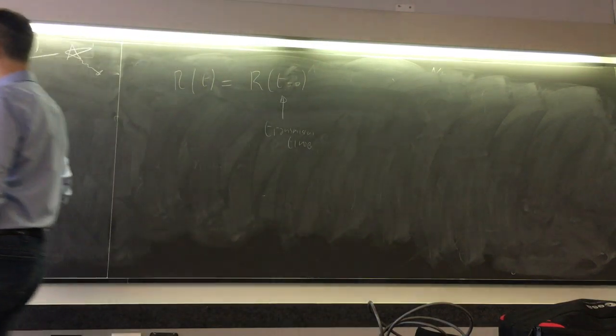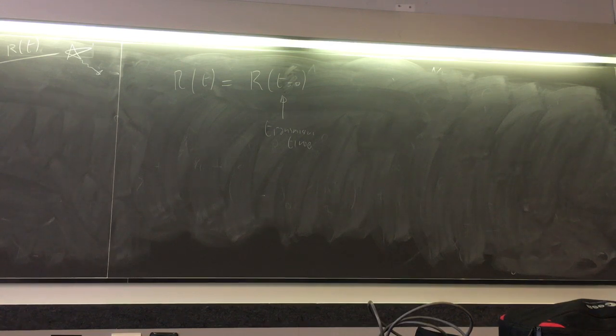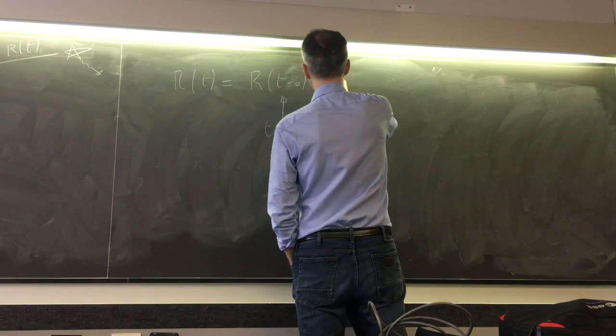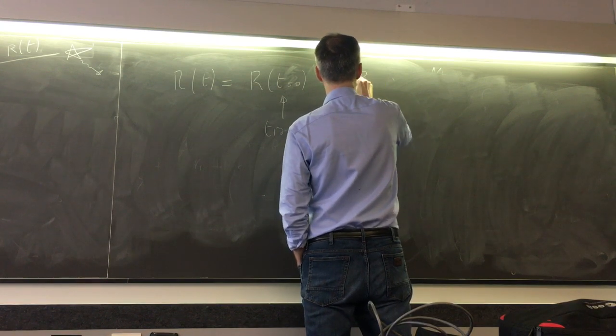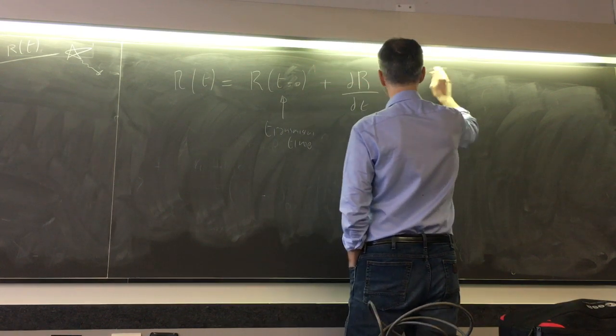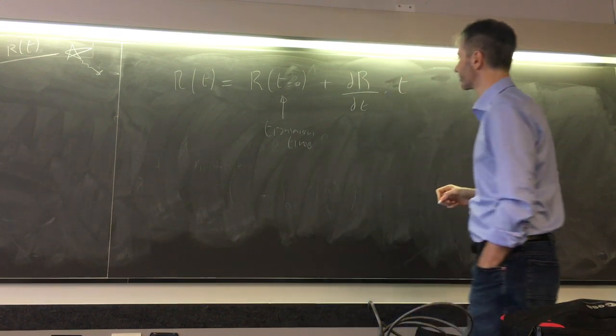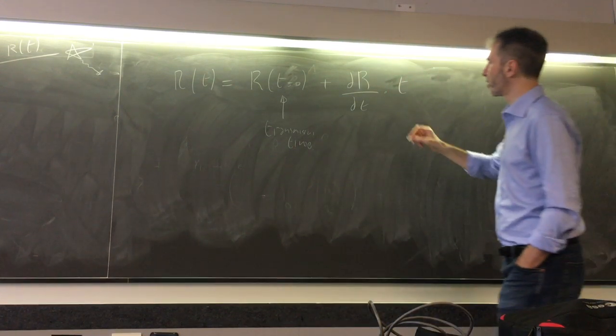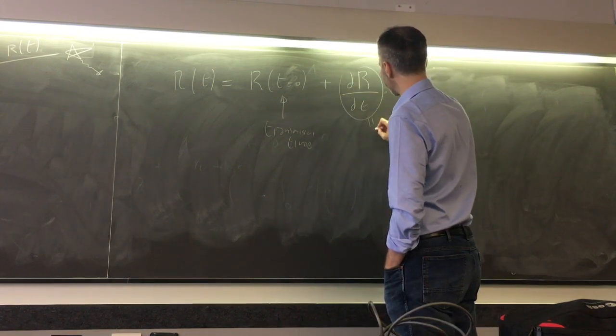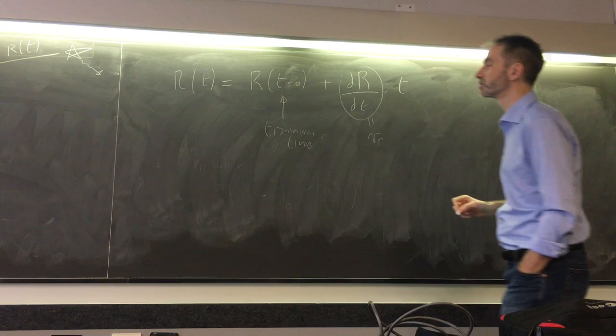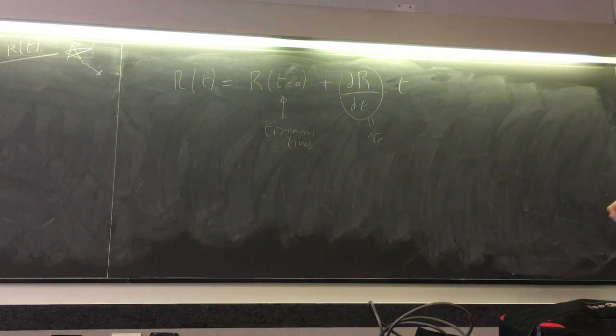So I am imagining here that I transmit my signal at 0, and then I get it back here. Or whatever reference time you like. Plus the derivative of the distance times t. And the derivative of the distance is the radial velocity. So this means that you can approximate this signal this way.